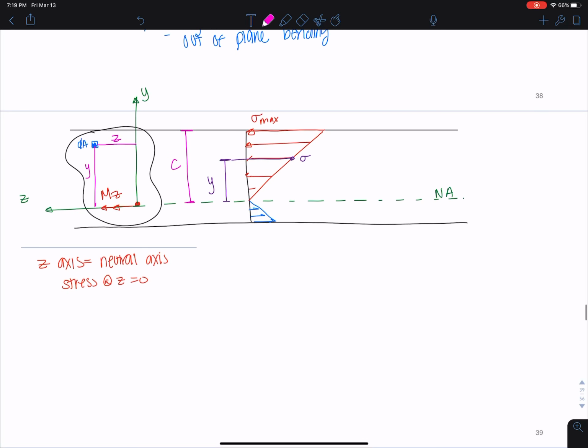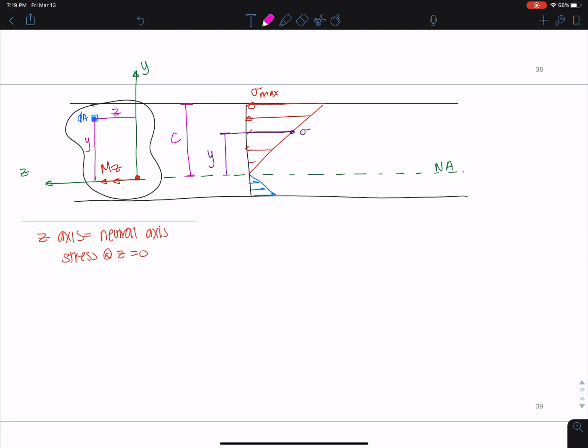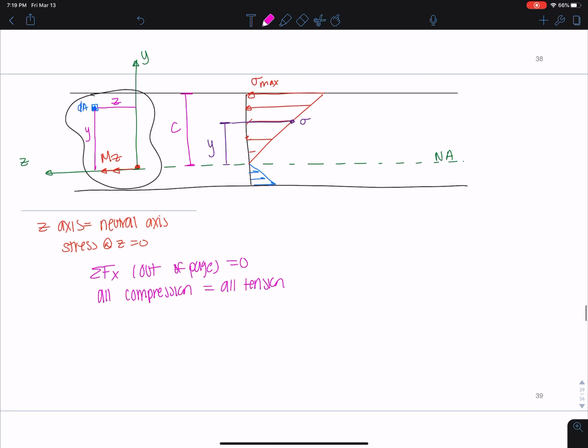And we know the flexure formula is based on equilibrium, right? So the sum of forces in the x, it's a 2D image, this would be out of the page, coming in your direction, those would equal 0. And I also know that all compression needs to equal all tension. So anything here above the neutral axis has to equal everything else. So that means if I take this integral, negative sigma dA for every single area, equals 0, this basically was what we said had to be true.